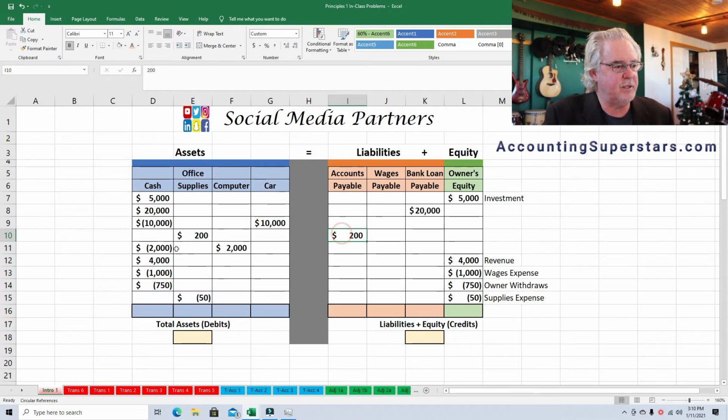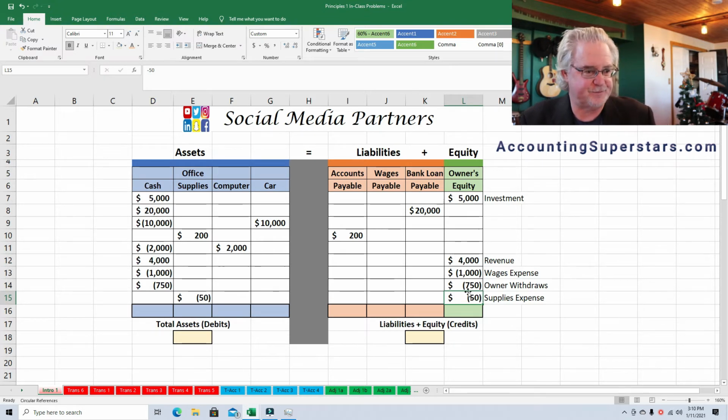200, 200, negative 2,000 and a positive 2,000, that nets out to 0. So we have 0 essentially on the left and 0 on the right. 4,000, 4,000. There it is. Negative 1,000, negative 1,000, negative 750, negative 750. Negative 50, negative 50. Okay, it all matches. And you might say, well, that was just kind of a waste of time, a lot of busy work. But sometimes you'll find you'll make a mistake. You might have, say, a negative 50 here and a positive 50 over here. That's easy to do.